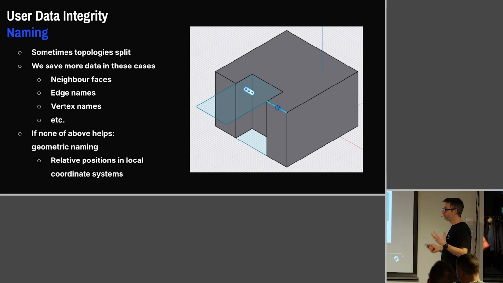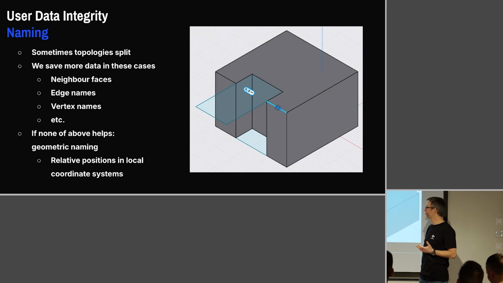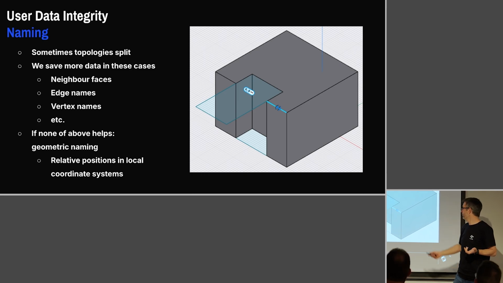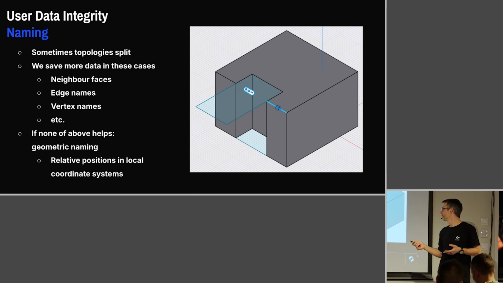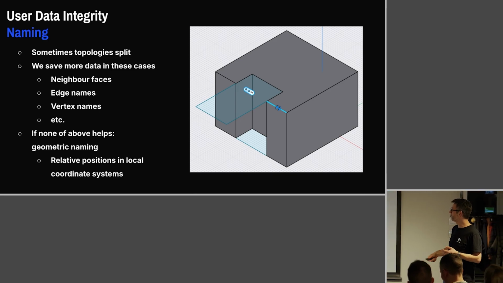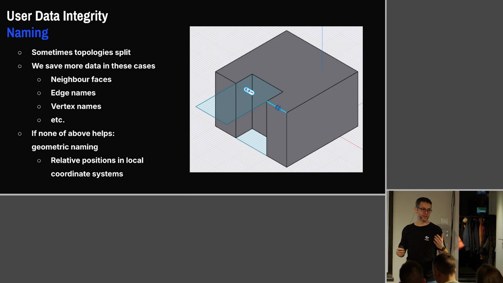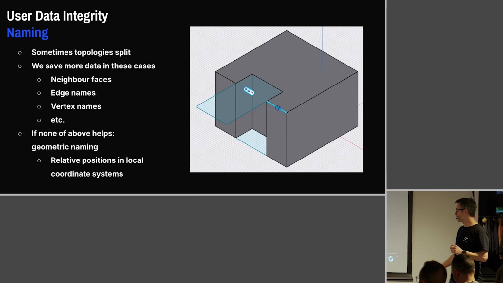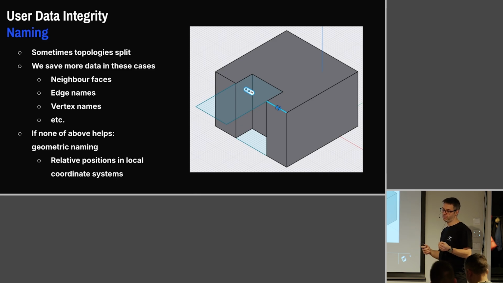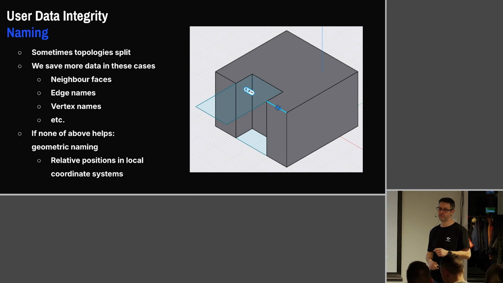Sometimes this can be really interesting. Like here, if we split the topology, we had an edge. How do we uniquely identify that? What we usually do is use the surrounding faces, the surrounding edge names and vertex names, and if nothing helps, then we at least have a local coordinate system, and we use the geometric naming, meaning the relative positions from the local coordinate systems.